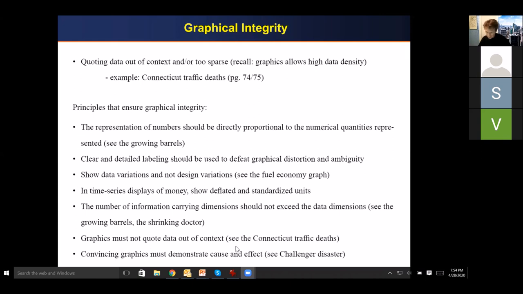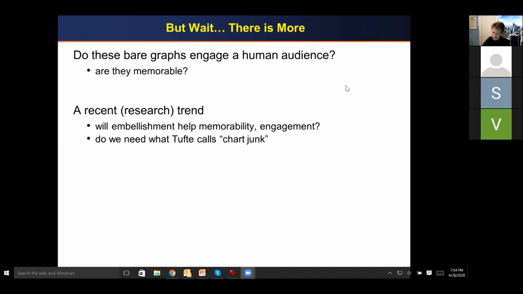And remember the Challenger disaster graphics that I showed you in the beginning of this class, right? You should really show cause and effect. We go back to the introductory lecture where I talked about the Challenger example, where you should really explain the disaster by graphic and not by ridiculous icons, okay?